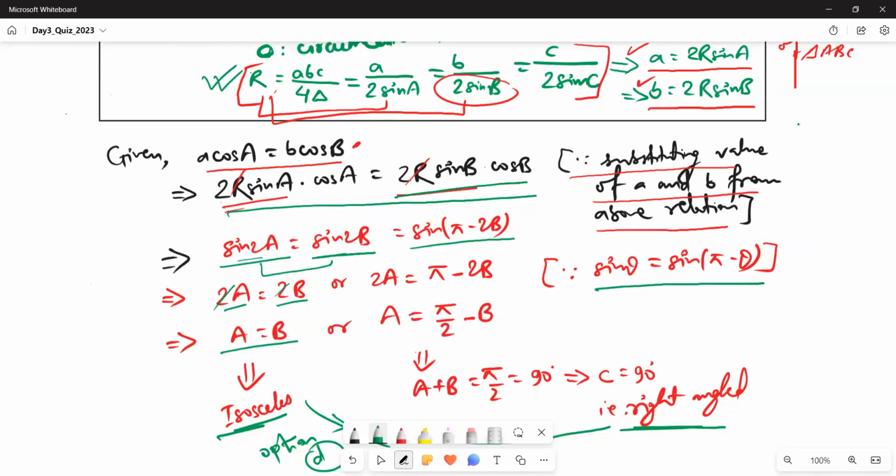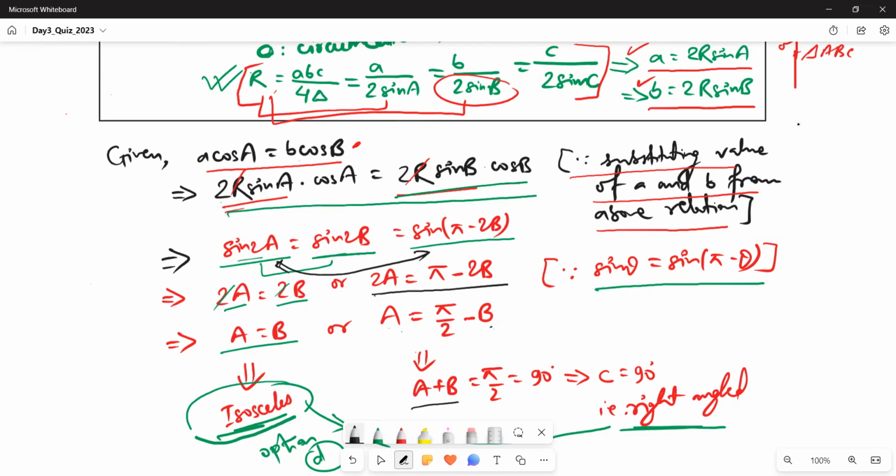If two angles of a triangle are equal, what is that triangle called? It's an isosceles triangle. And from the next relationship, sine 2a is equal to sine pi minus 2b, so 2 times angle A is equal to pi minus 2 times angle B. Dividing both sides by 2, we get A is equal to pi by 2 minus B. Pi by 2 is the 90-degree angle. Transposing B to the left side, A plus B is equal to pi by 2, that is 90 degrees.